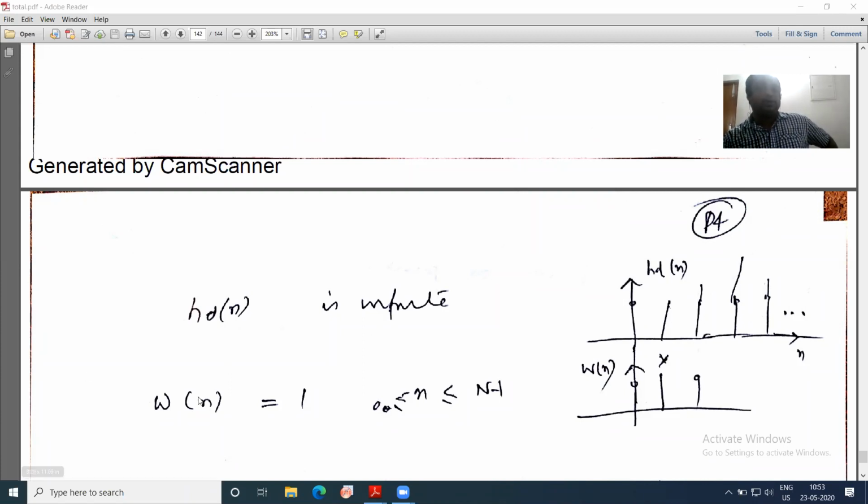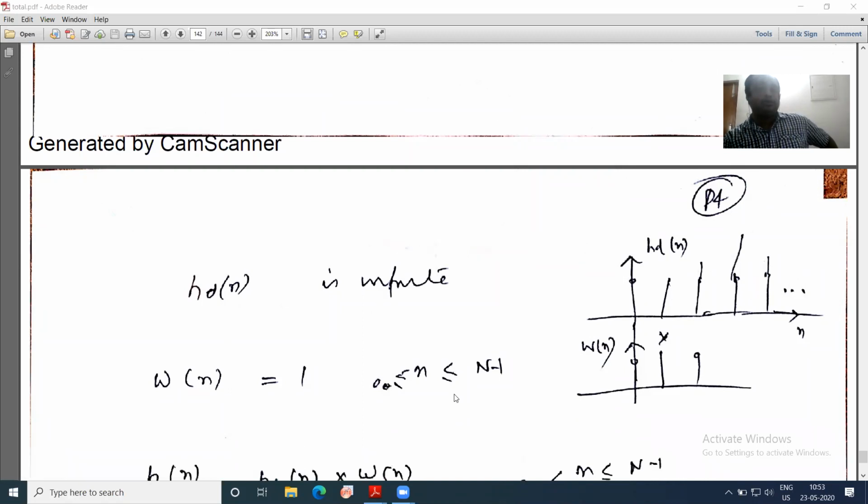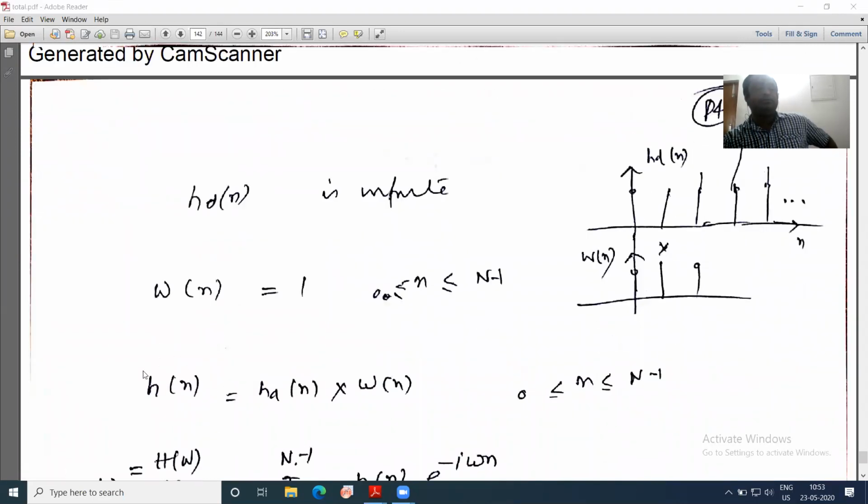Therefore, this window function I am defining from 0 to N minus 1, because this has N number of samples. If I have N number of samples in w of n, then I will write n equal to 0 to N minus 1. Then if we multiply these two, the multiplication is the impulse response of the filter. This becomes finite. Again, it will exist from 0 to N minus 1, over which your w of n exists. If w of n does not exist, then the product also will be 0. When w of n exists, the product will exist. Therefore, this is the window over which I am seeing the desired impulse response.